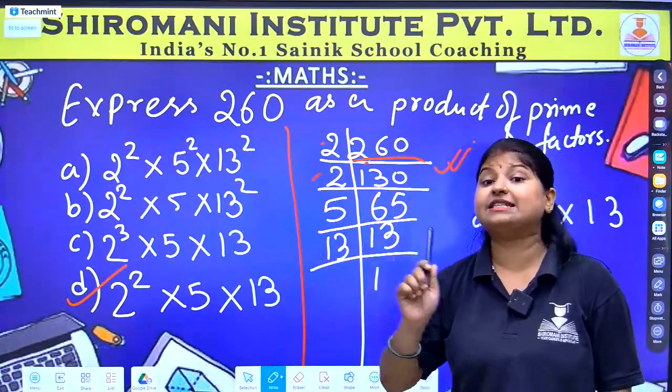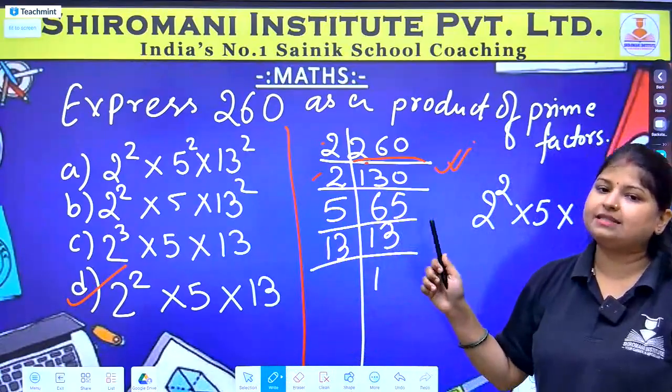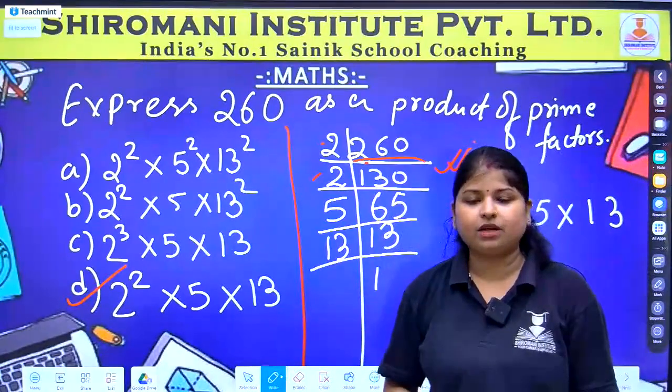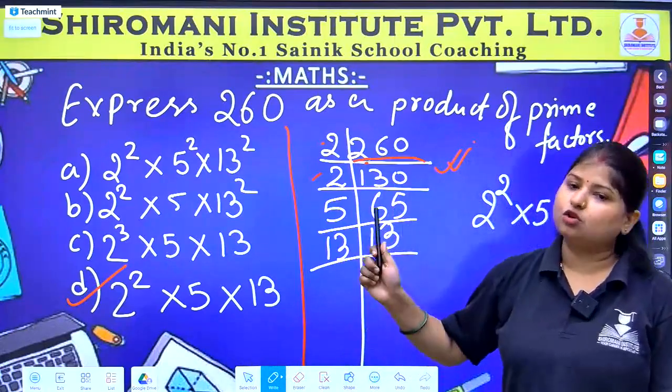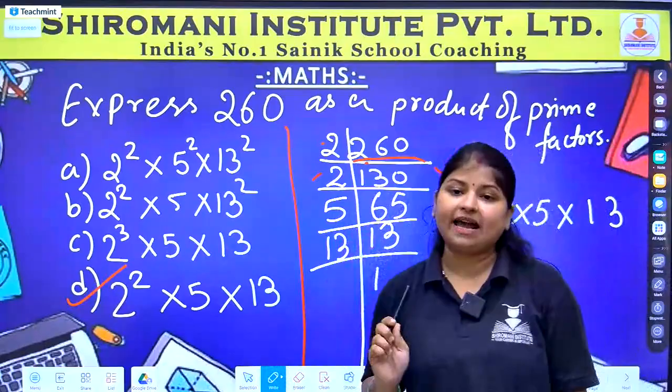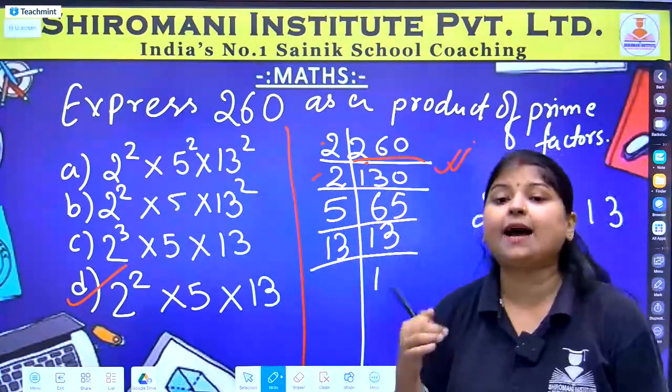6 plus 5 is 11. 11 is not divisible by 3. That's why 65 also not divisible by 3. Next prime factor is 5. So 65 will be divisible by 5. 13 times 5. And 13 is a prime number.